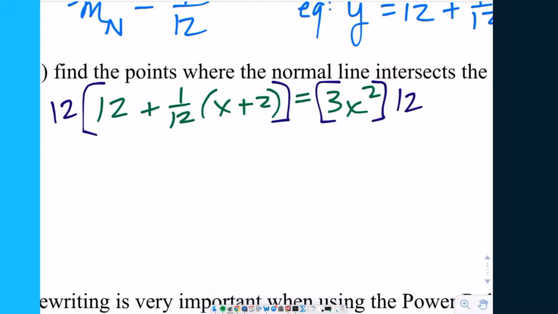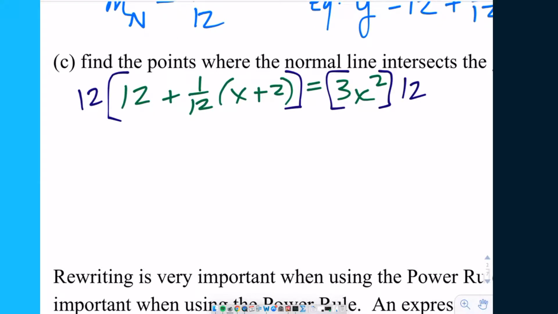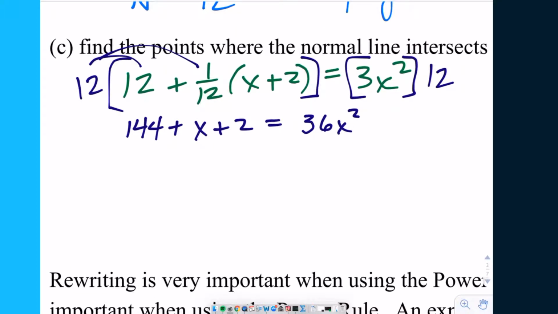So if you do that and multiply both sides of the equation by the LCM, and now if you distribute carefully, you get 144 plus the 1/12 times 12 divides out to give you 1, and then when you distribute the 1, you just get plus x plus 2. So you don't distribute the 12 into the x plus 2 and divide it out with the 1/12. Those are two factors in one term. And over here you get 12 times 3 is 36x squared. Good. So absolutely. Now it's looking pretty user-friendly.